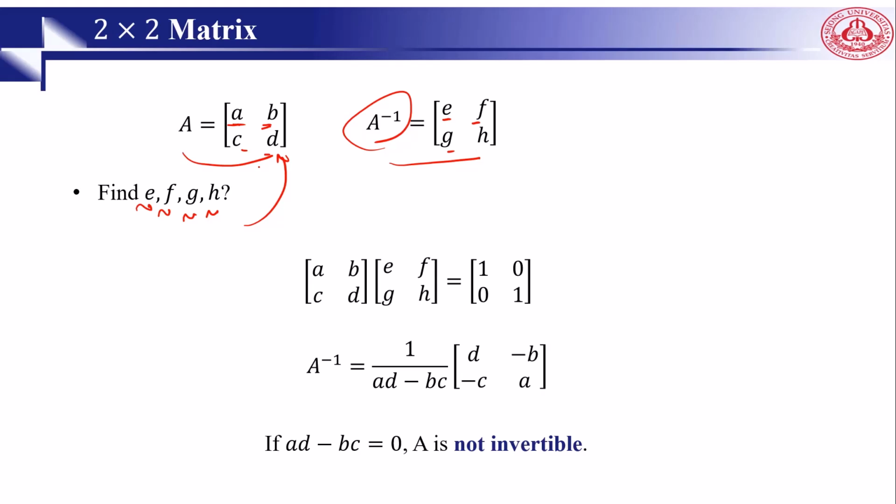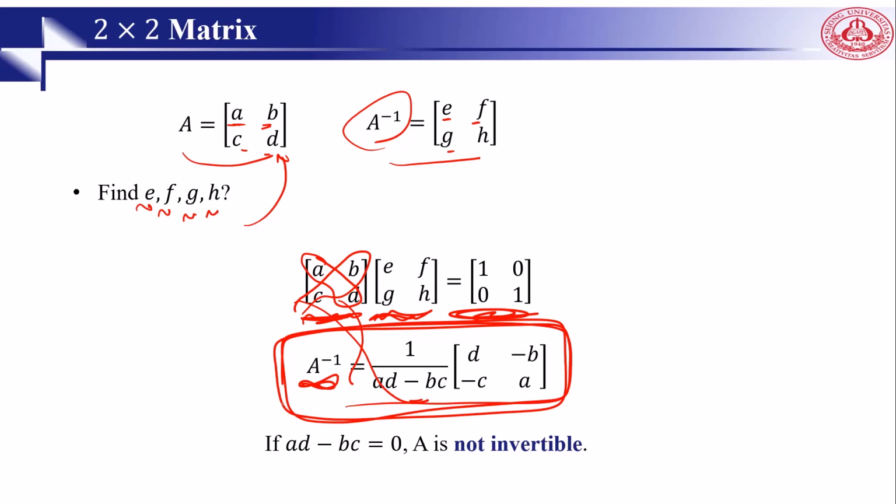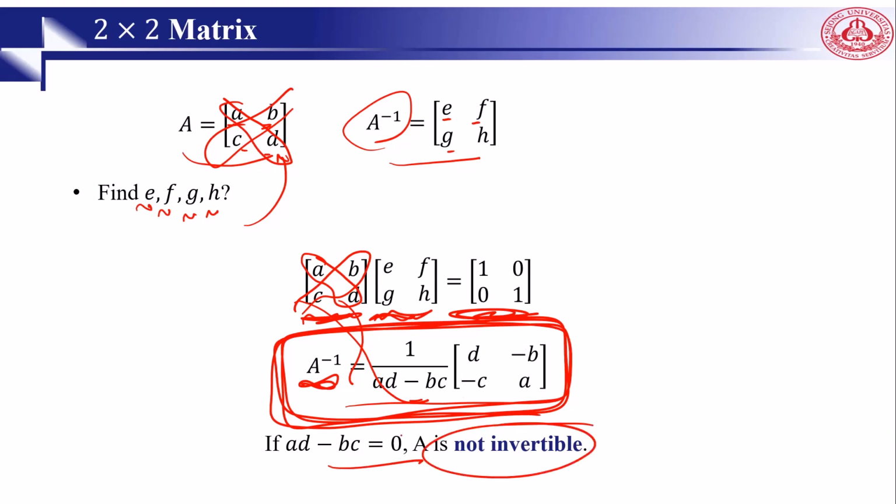The question is how to find e, f, g, h based on the values of a, b, c, d. We already know that the multiplication of a matrix by its inverse gives an identity matrix. It means if we multiply this matrix by this matrix, we get the identity matrix. Based on that, we can conclude that the inverse is 1 divided by the determinant of matrix A, ad minus bc, multiplied by the matrix with d and a, where we swap these two and give negative signs to these two, right? So this is the equation to find the inverse of a general matrix. And in the case that ad minus bc is 0, we can conclude that it is not invertible.